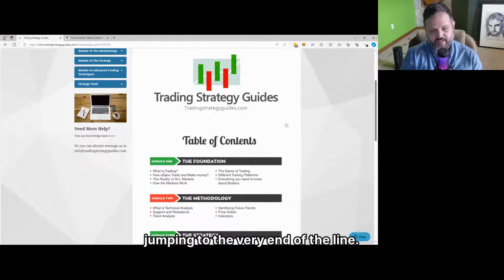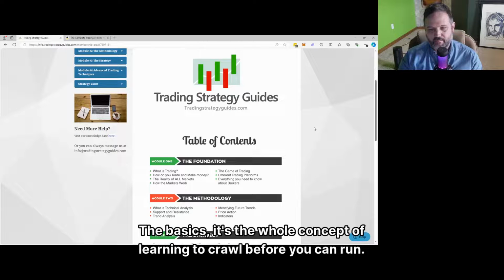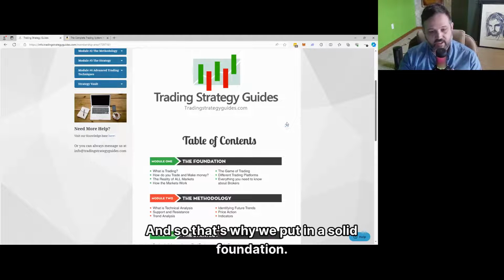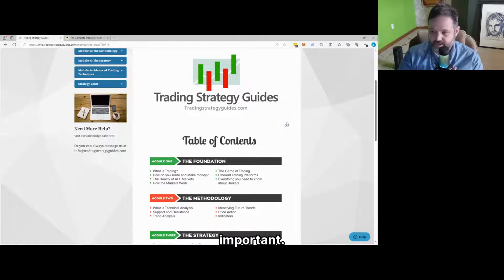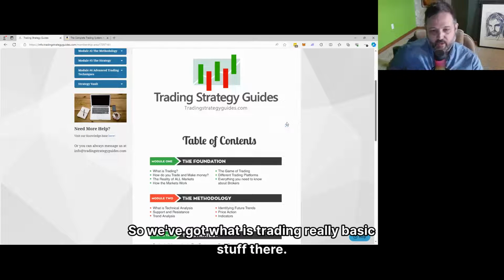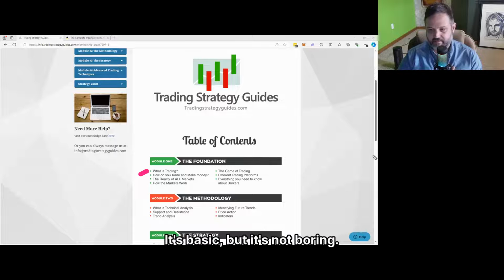A key trader needs to have a solid foundation. It's kind of like jumping to the very end of the line and trying to do advanced things before doing the basics. It's the whole concept of learning to crawl before you can run, right? And so that's why we put in a solid foundation. And I know a lot of people don't want to take the time to do that, but it's just so important. So we've got what is trading, really basic stuff there.